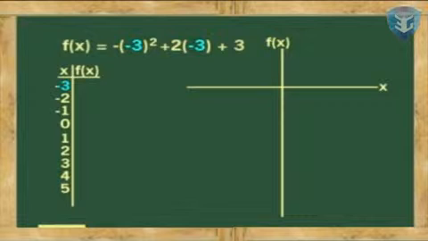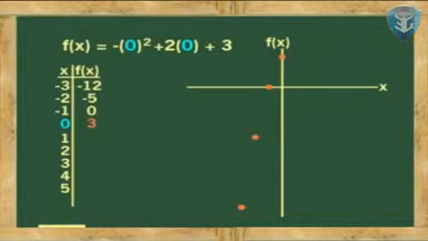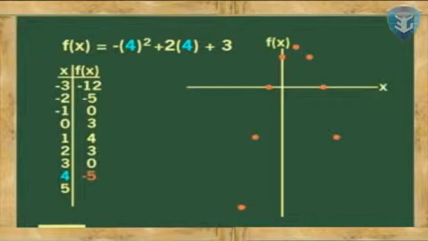Now let's go back and complete the table. When x is -3, the function is -12. At -2 it is -5. At -1 it is 0. At 0 it is 3. At 1 it is 4. At 2 it is 3. At 3 it is 0. At 4 it is -5. And at 5 it is -12, and so on.